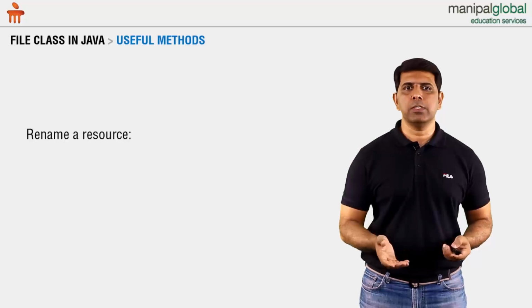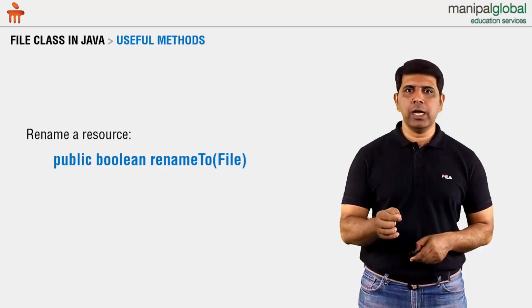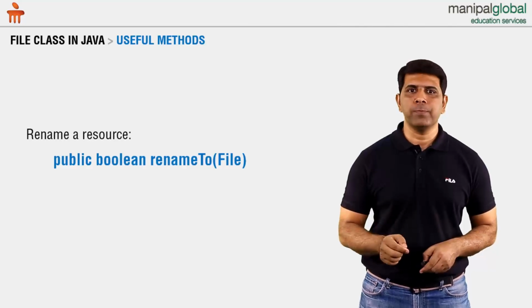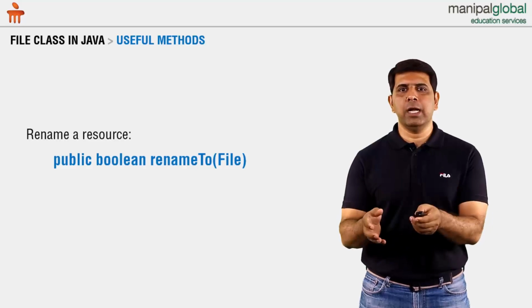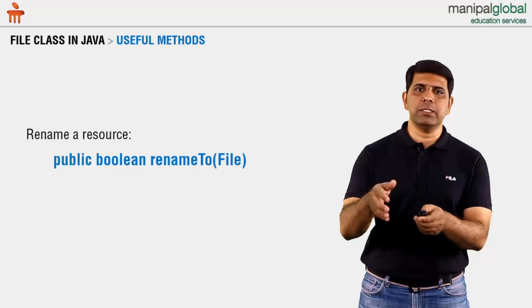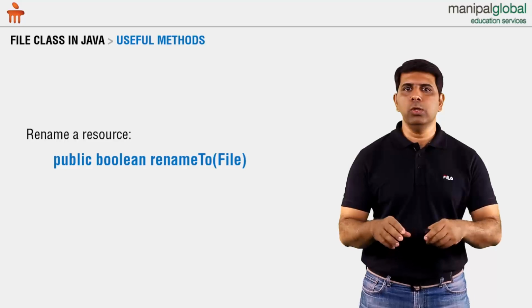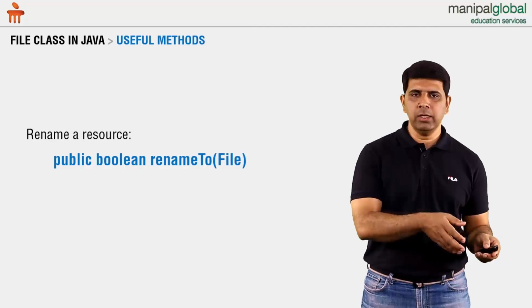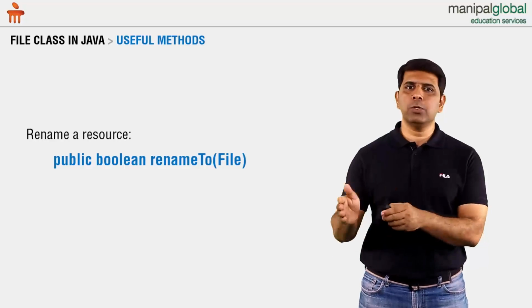How do we rename? Simple, call renameTo with another file object. Note that the file object is supplied as an argument, not a string. So you need to create another file and represent that as a file or a folder and then pass it on to this. For example, you can say D1 and D2 are two file objects representing two directories. One exists, D1, the other one is a new one. Then I can say D1.renameTo(D2).